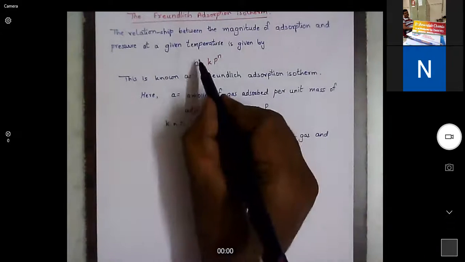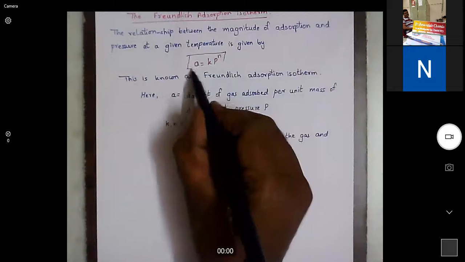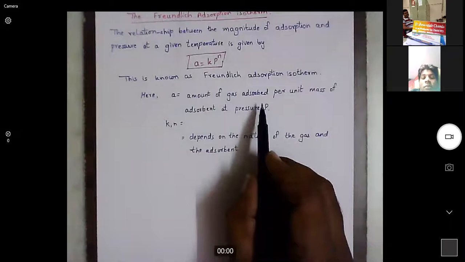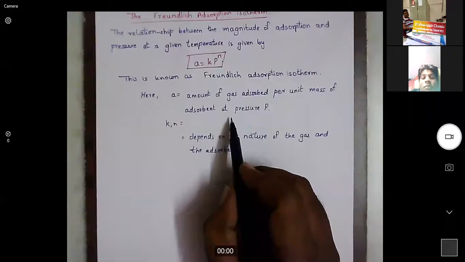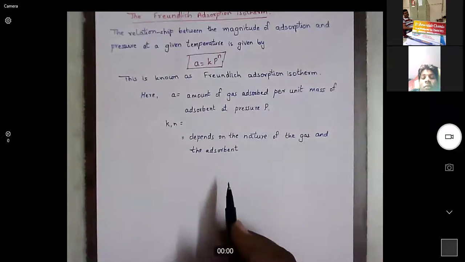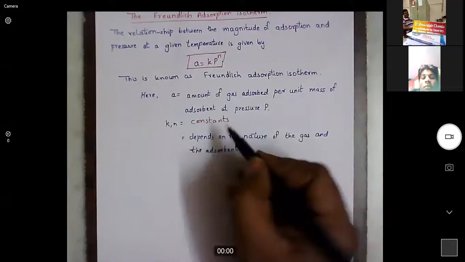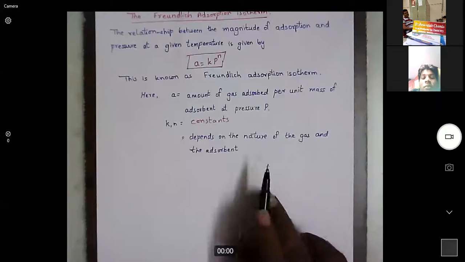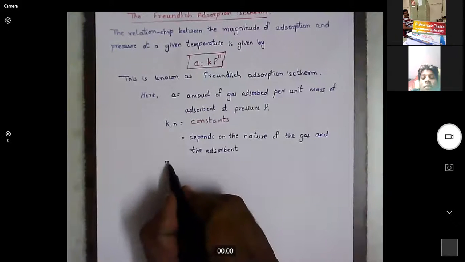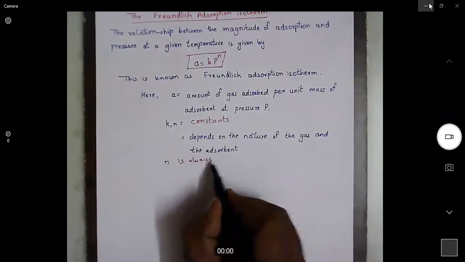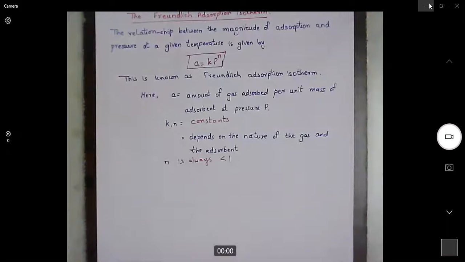This is what Freundlich adsorption isotherm is. A is equal to K into P power N. Here A is the amount of gas adsorbed per unit mass of adsorbent at pressure P. K and N are constants. They depend on the nature of the gas and the adsorbent. Of course, N is always less than 1. K is a rate constant. N is also a constant, but it is always less than 1.